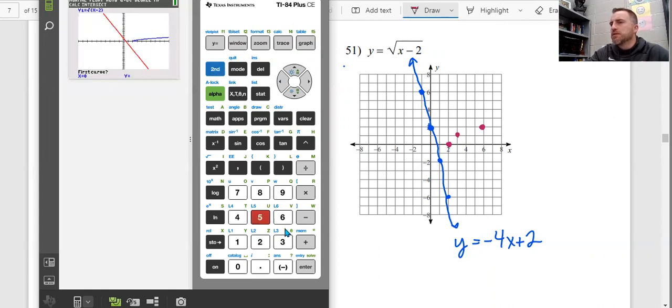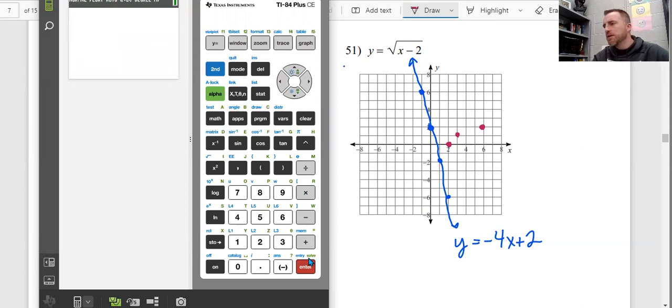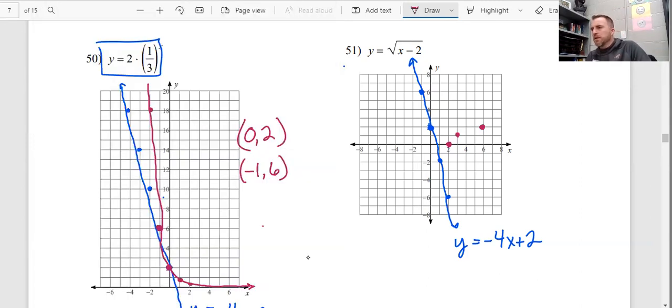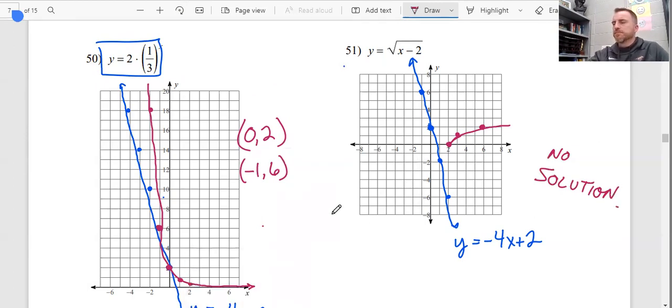If I hit second trace 5 and ask it to find me an intersection, there's the cursor. It says no sign change. That means they don't intersect in that part of the window. And in fact, they actually don't intersect anywhere. So there's no solution to this system because they never intersect. Those two functions are never equal.